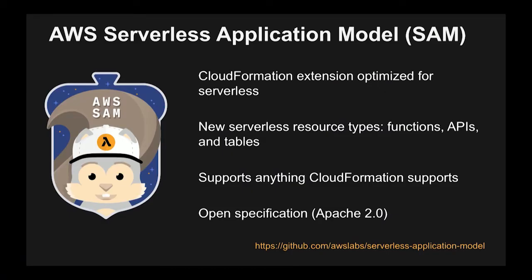So what is SAM? It is actually an extension for CloudFormation that allows you to greatly simplify the writing of a template for deploying your resources in AWS. So it supports today functions, APIs, and tables, which are done via DynamoDB, APIs via API Gateway. Supports almost everything that CloudFormation supports. And you can actually interchange the two resource types, both SAM resource types and CloudFormation resource types, in the same document, and it doesn't cause any problems. And this is an open specification.